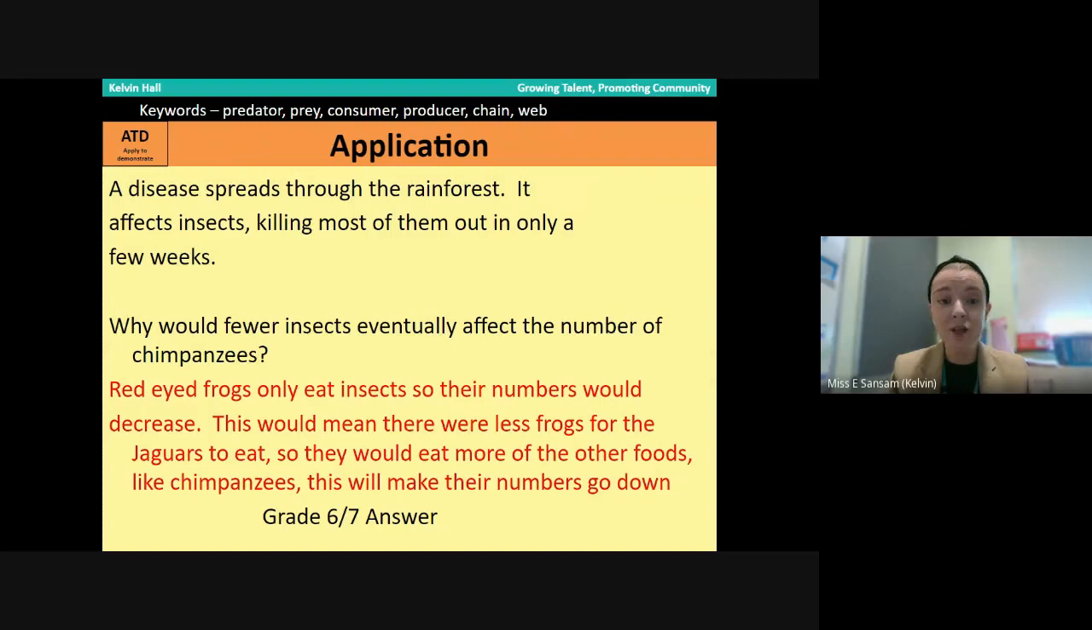So my answer then, so red-eyed frogs only eat insects, so their numbers are going to decrease. And that's going to mean that there is less frogs for the jaguars to eat. So they would eat more of the other foods that they eat, which include chimpanzees, which could make their numbers go down. If you've got anything along those lines, Year 6, give yourself a big tick and a big well done from me. If you didn't, don't worry. Like I said, that was quite a tricky question, and this is quite a complex food web.